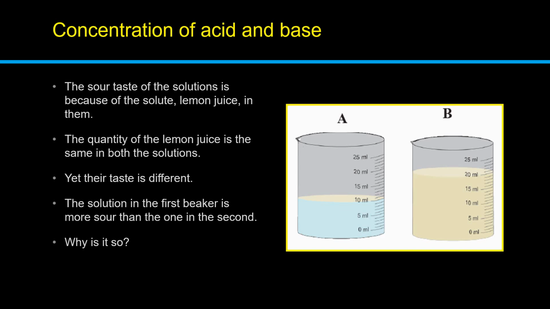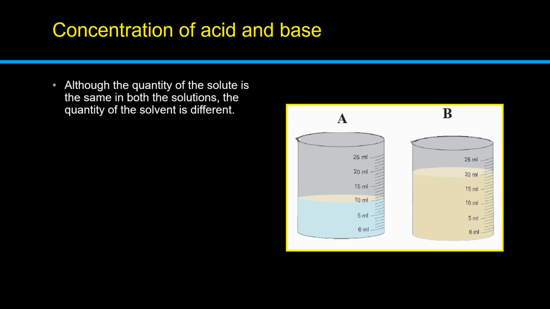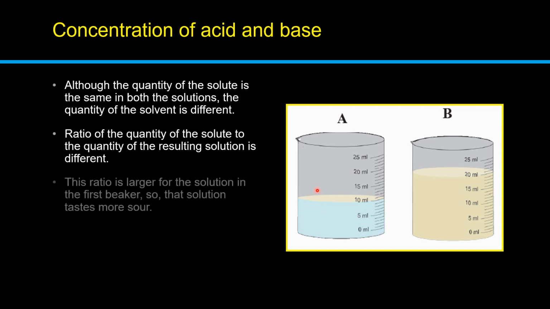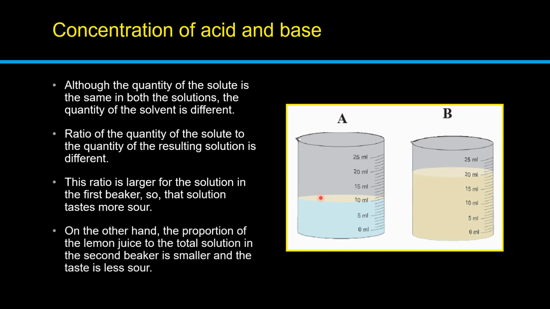Why is it so? Although the quality of the solute is the same in both the solutions, the quantity of the solvent, that is the amount of the solvent, is different, isn't it? The ratio of the quantity of the solute to the quantity of the resulting solution is different. This ratio is larger for the solution in the first beaker, so it is more sour. But the proportion of the lemon juice to the total solution is smaller in the second, and the taste is less.